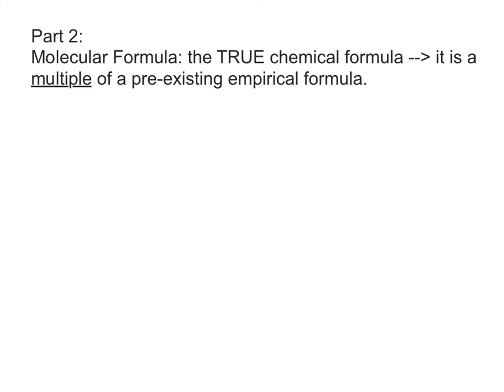Now that we've got a pretty good handle on empirical formula, let's go to the next one, which is the molecular formula. The molecular formula is considered to be the true chemical formula for any compound. It is a multiple of a pre-existing empirical formula. So let's think back to an example that we did in part 1.